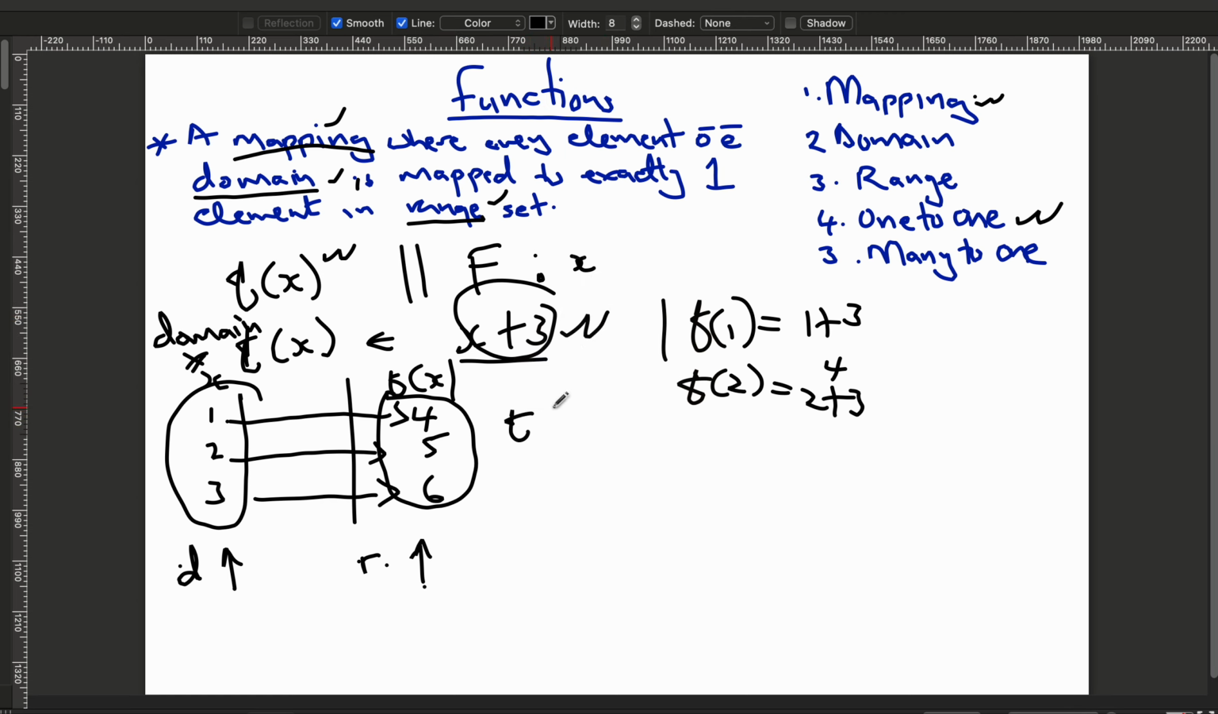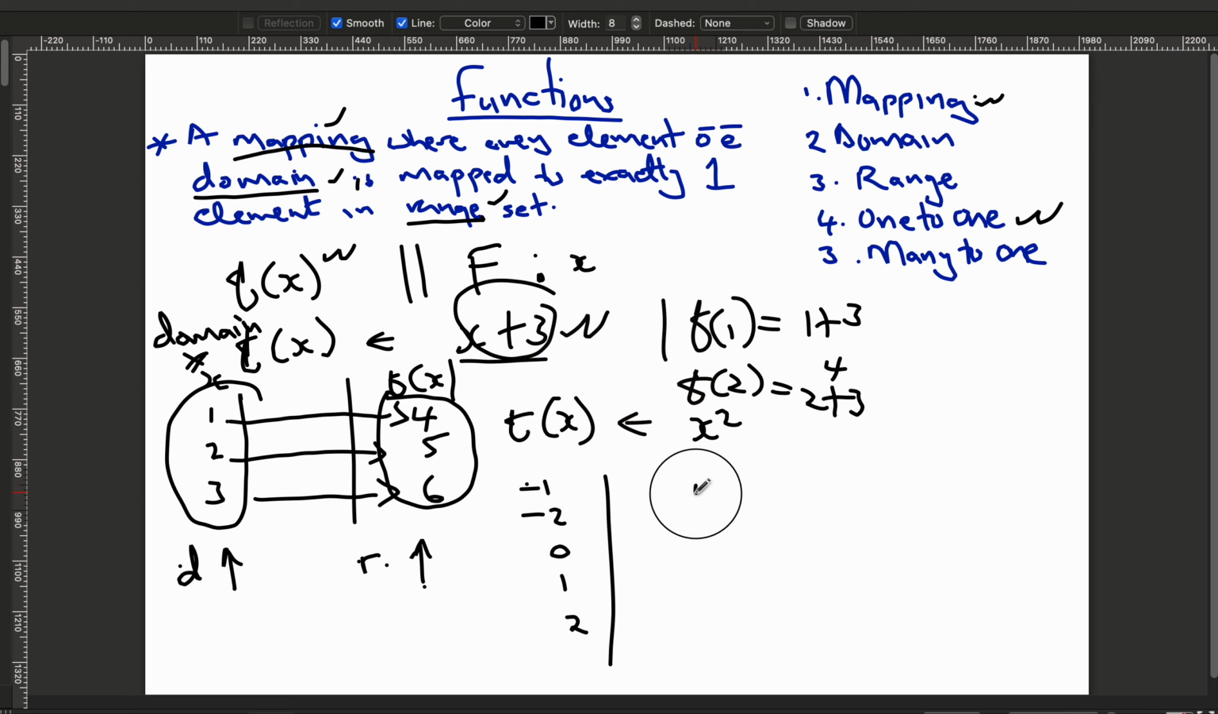Take for instance, if I have f of x defined as x squared, like this, right? So if I have -1, -2, let's have 0, let's have 1, let's have 2 as my input values for x, my corresponding y value is what? -1 squared is going to be 1. -2 squared is going to be 4. 0 squared is going to be 0. 1 squared is going to be 1.